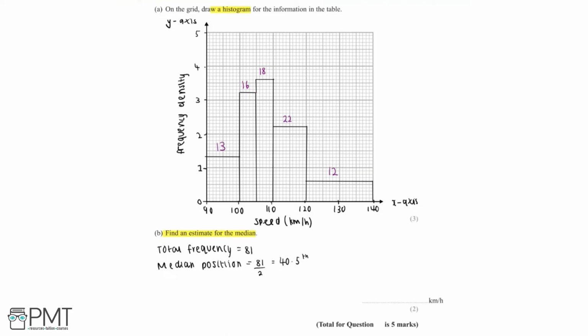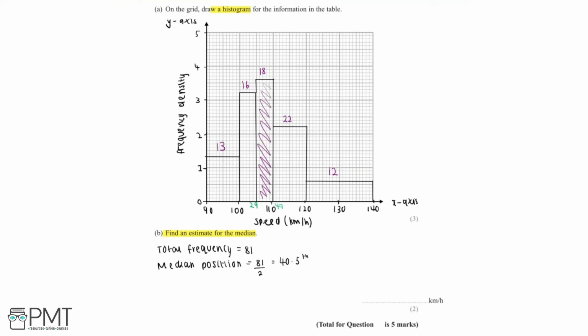Now let's look at the third box. We can do 13 plus 16 plus 18, and see that we'll have a total cumulative frequency of 47 in our third box. We can see that the third box starts at a frequency of 29 and ends at a frequency of 47. So we know that the 40.5th value will lie in between 29 and 47. And so the median position will be found in the third box.